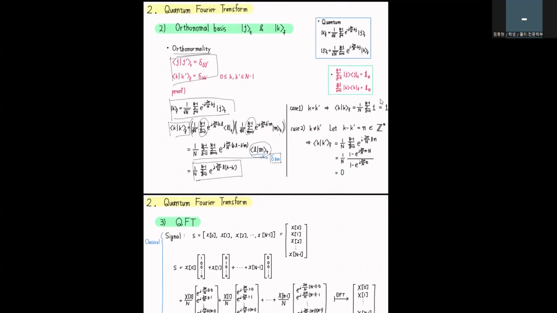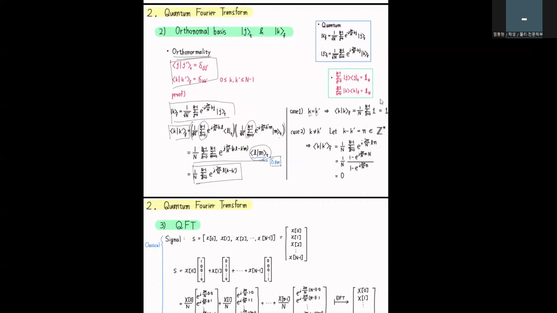So there are two cases. Where k is equal to k prime, then this goes to 0. This exponent value goes to 1. And then we have n of these, so this value would still be 1. So, of course, it is normalized.